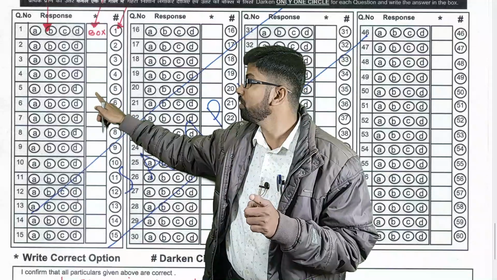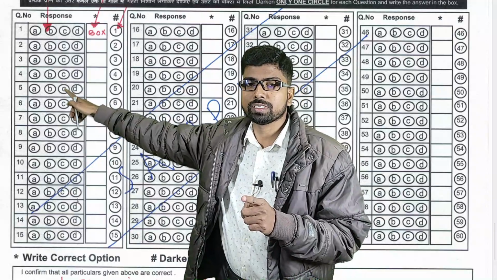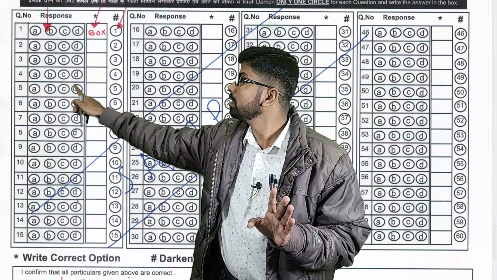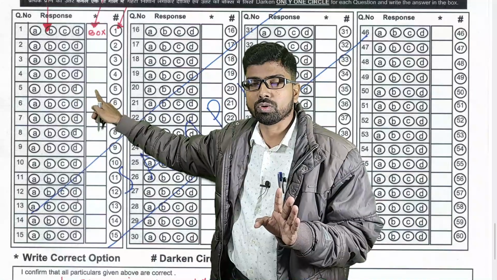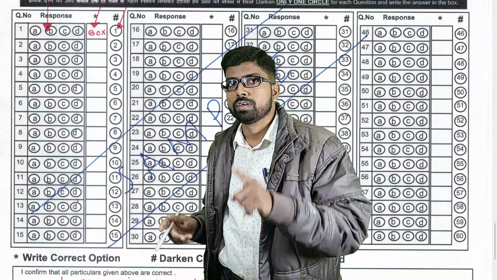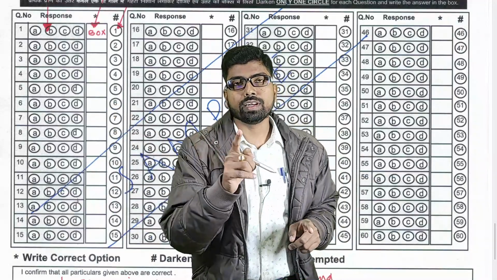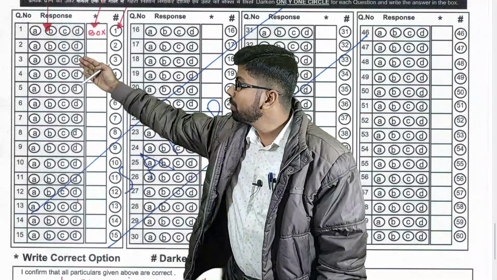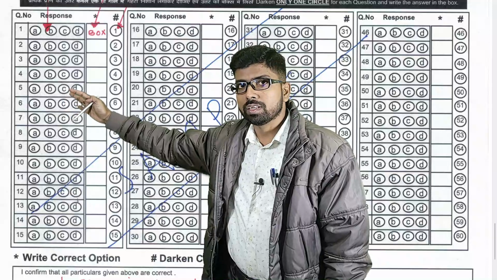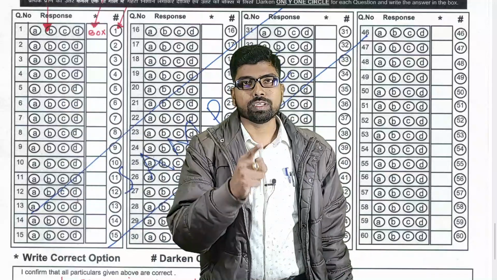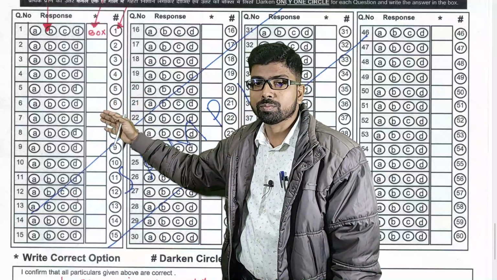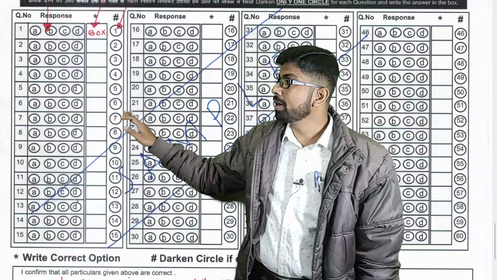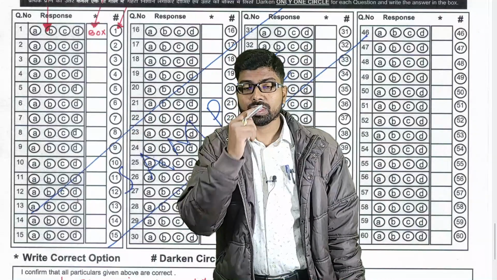I'm telling for question number 5. Okay, initially you darken C, but later you came to know C is not the right answer, then you can write the right thing in the box. And remember, the answer written in the box is the final answer. What you are bubbling or encircling on the OMR does not matter. What matters is what you are writing in the box, that is the final answer. So while you are writing, you must be very, very careful.